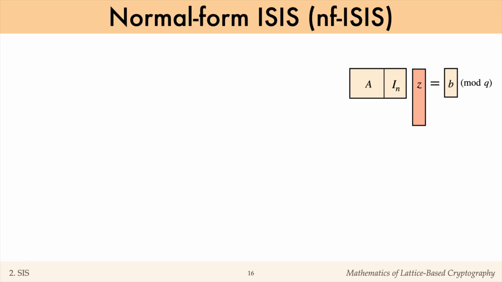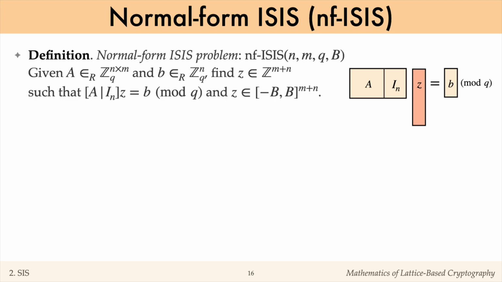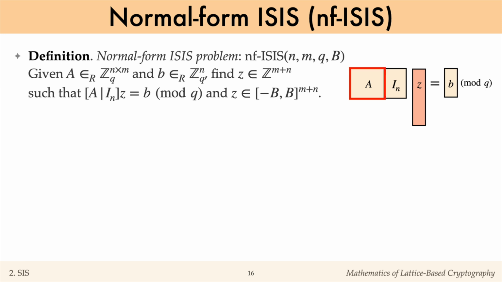A second variant of SIS is normal form ISIS. This variant differs from ISIS in that the matrix is in normal form. So the matrix is now a matrix with n rows and m plus n columns. The left portion of the matrix is a randomly selected matrix A with n rows and m columns. And the rightmost n columns of the matrix are the columns of the n by n identity matrix I_n.